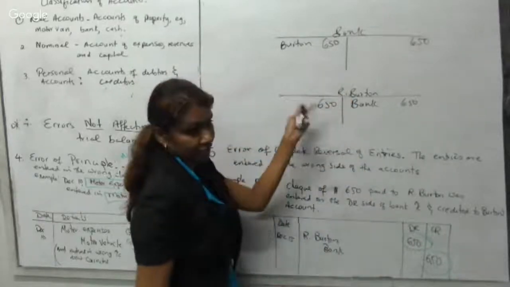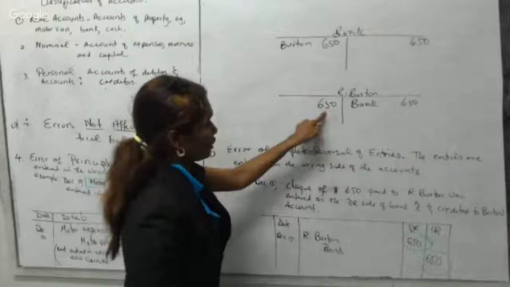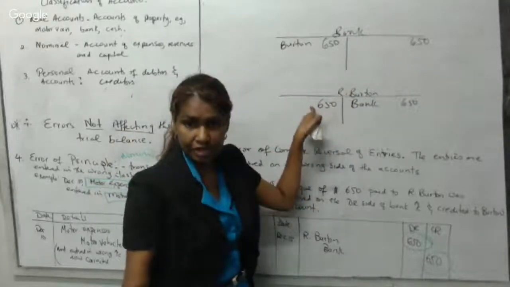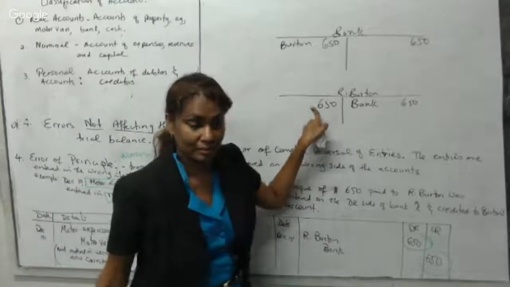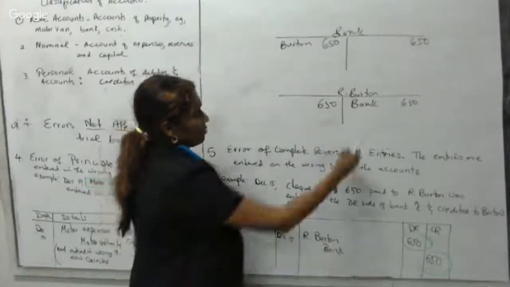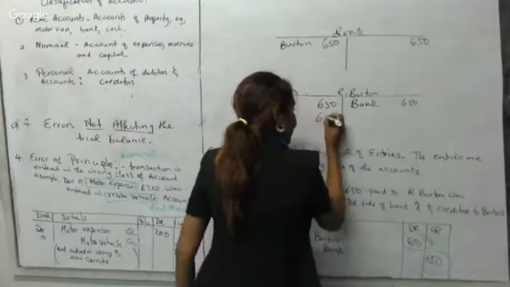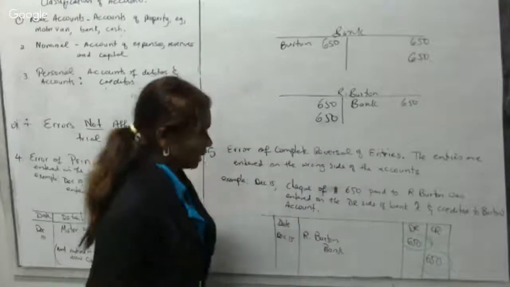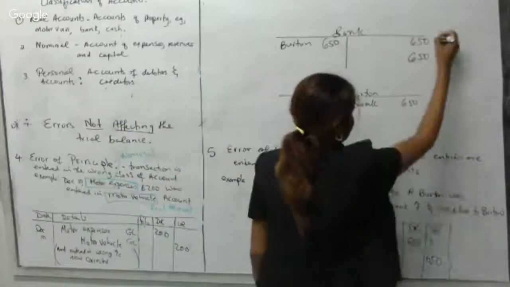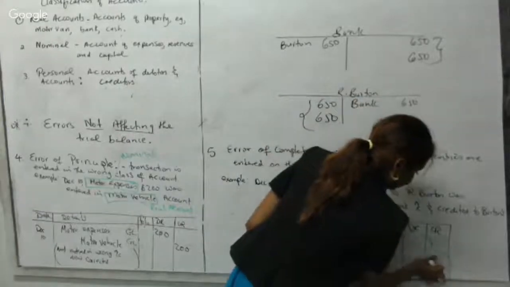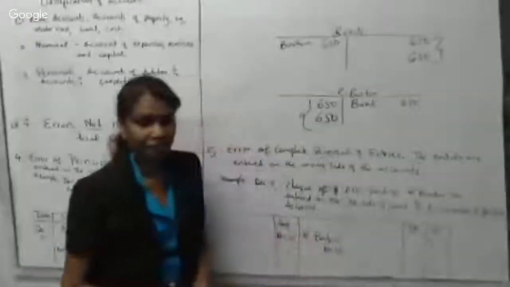Is there anything left in the account? Nothing else. No. So when you've done this to cancel out the account, what else do you need to do? You need to enter it back. So you go and enter it back by debiting Burton again and crediting the bank again. It's the same thing that you just did, it just means you need to double the figure. So you double cancel it up.